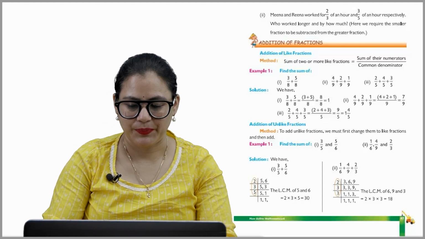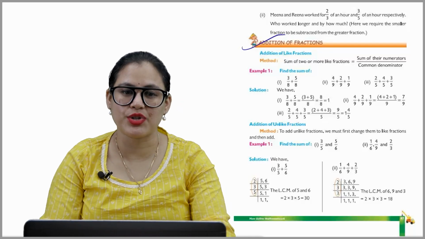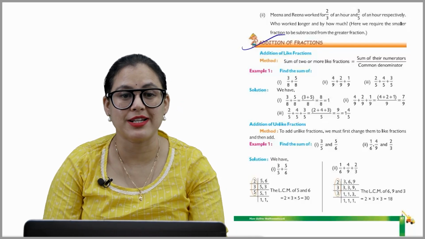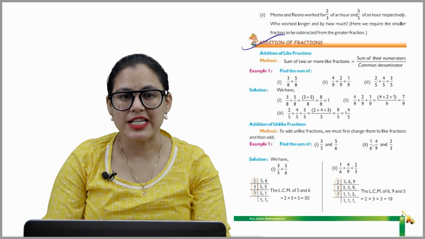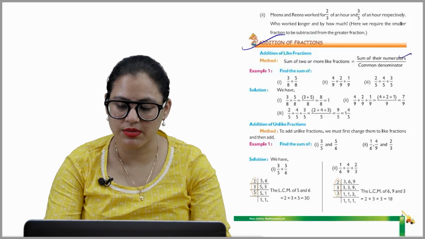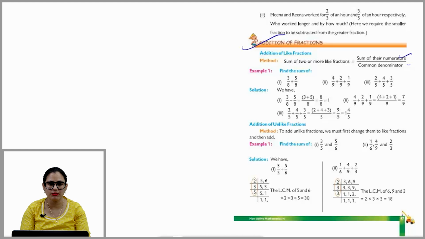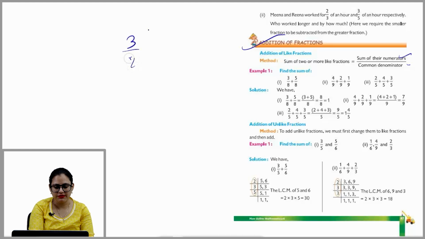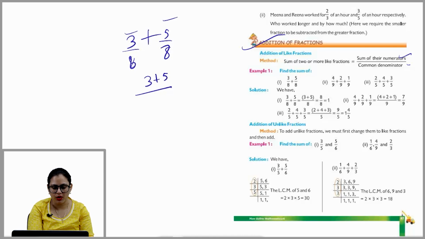Addition of fractions. Addition of like fractions, which you learned in your previous class. Method: the sum of 2 or more like fractions is the sum of their numerators upon the common denominator. For example, find the sum of 3 by 8 plus 5 by 8. Denominators we have same. These are like fractions. So we will add numerators 3 plus 5 upon common denominator. So 8 by 8 is the answer, or you can also write it as 1.